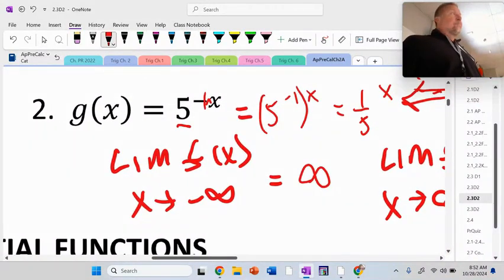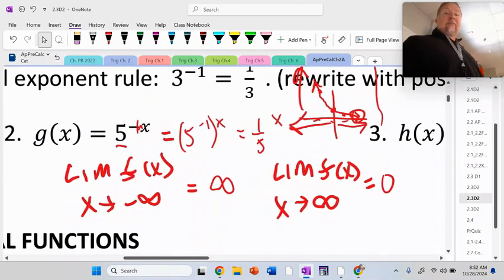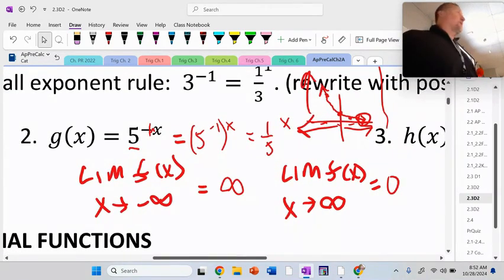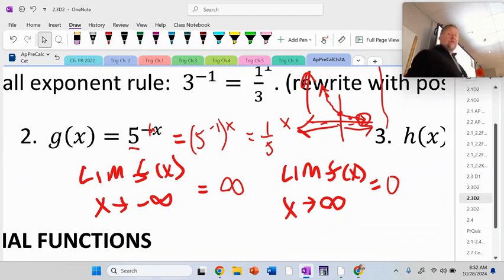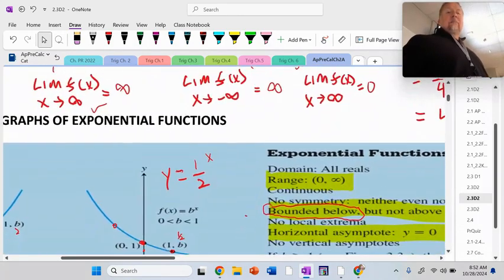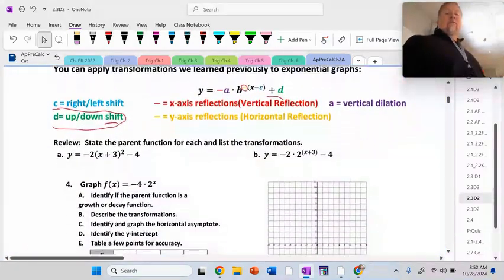That happened on this one. 5's the base. That should be increasing. But with that negative x, it flipped the graph, and now it's decreasing. Right? So that's another way of looking at it, but that's a flip over the y-axis. Instead of increasing, it's now decreasing. So we can manipulate that in any way, shape, or form.